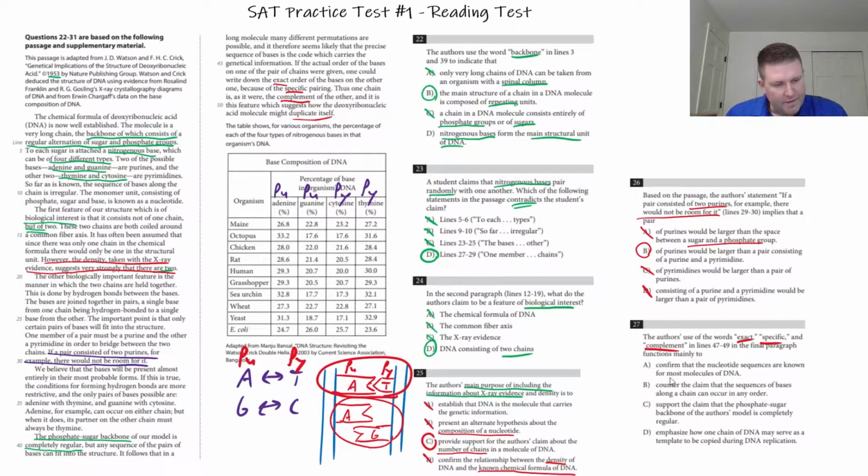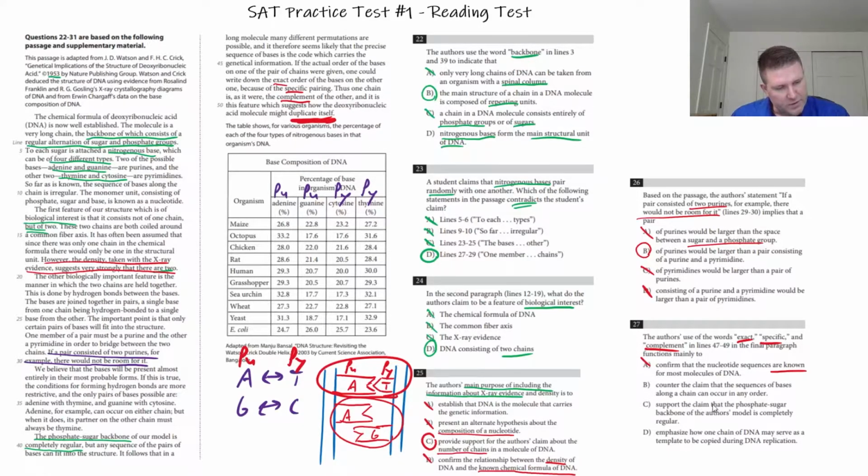Now, looking here at the options, so why they said that. A, confirm that the nucleotide sequences are known. They didn't really say that, so A is out. B, counter the claim that the sequences of bases along a chain can occur in any order. This is a tricky one because this could be used to counter the claim that sequences could occur in any order, okay? But that's not how she used it. She used it to say this might be how DNA duplicates itself, because of that one-to-one thing. She was focusing on the duplication. We'll leave B around just in case, but let's keep going.